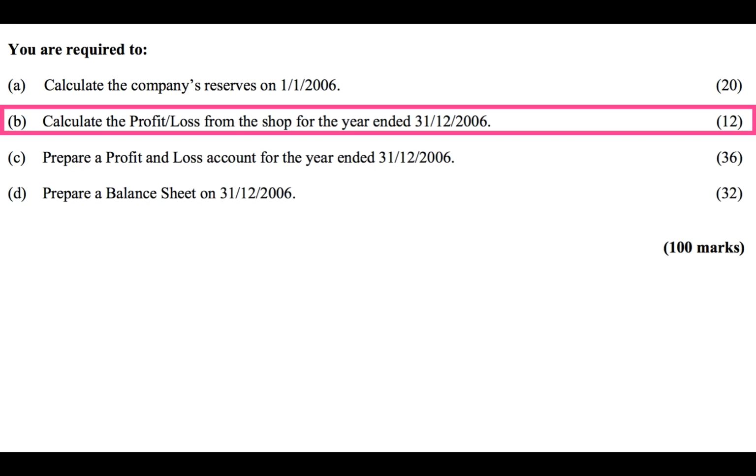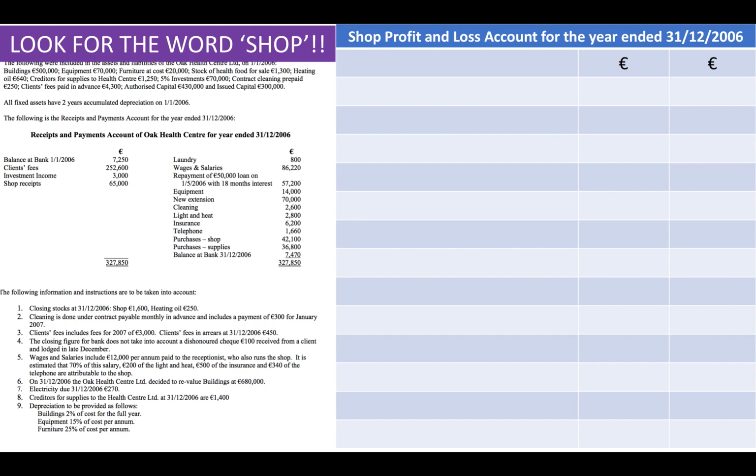So part B here is asking us to calculate the profit or loss from the shop for the year ended 31st of the 12th 2006 for 12 marks. So what we're going to do is just scan down through the question looking for any information about the shop here. So we have stock of health food for sale, so stock for the shop there, 1,300 at the start of the year. We've got shop receipts, 65,000. We've got purchases of the shop, 42,100. We've got closing stock at the shop, 1,600.